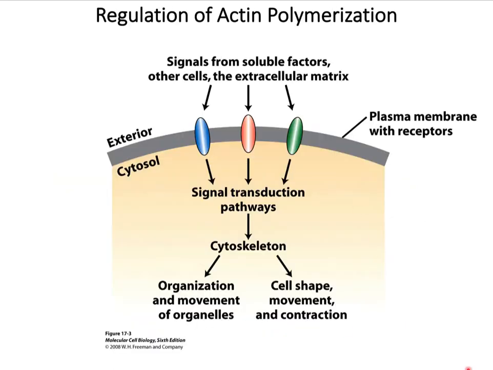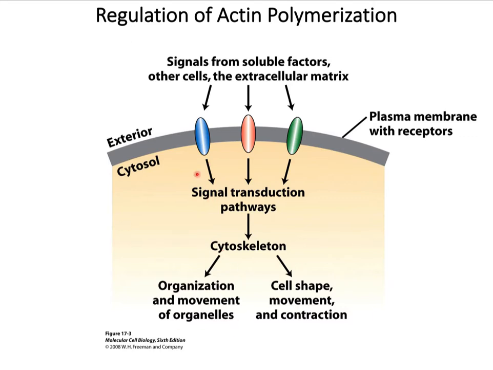So how does the cell coordinate all of these different functions of actin? What can regulate actin polymerization? As it turns out, there are signals from soluble factors outside the cell, signals from other cells, and signals from components of the extracellular matrix. All of these signals act through signal transduction pathways to regulate actin polymerization in the cell and recruit the actin cytoskeleton for motility and for changes in cell shape.